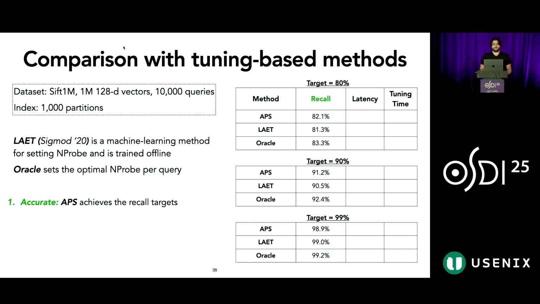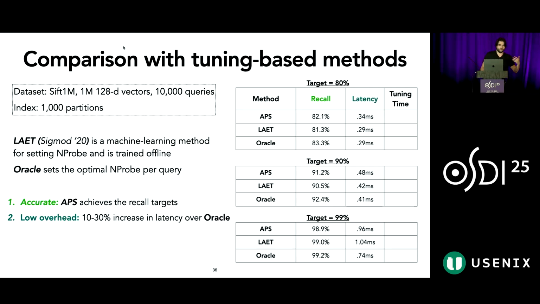So first, looking at recall, we see that APS is able to meet the recall targets, just like the baselines are. The second thing is that APS does not introduce a lot of overhead from the computation of its geometric model, only a 10 to 30% increase in latency over the Oracle. And then finally, this is the main thing, we don't need to do any offline tuning. This is all lightweight and online, so that as your index is changing, you don't need to go and do costly offline tuning to meet your recall targets.